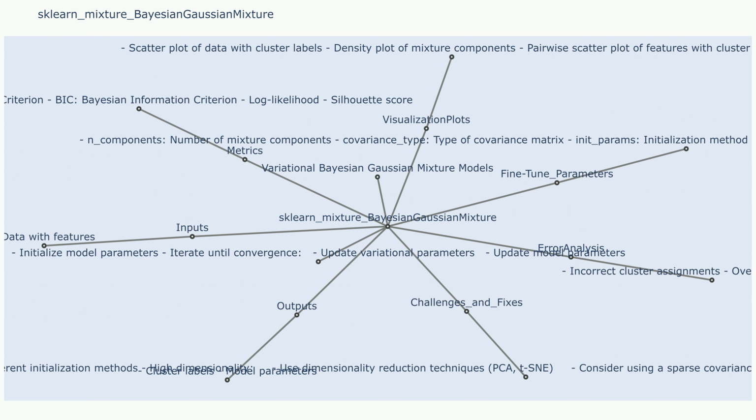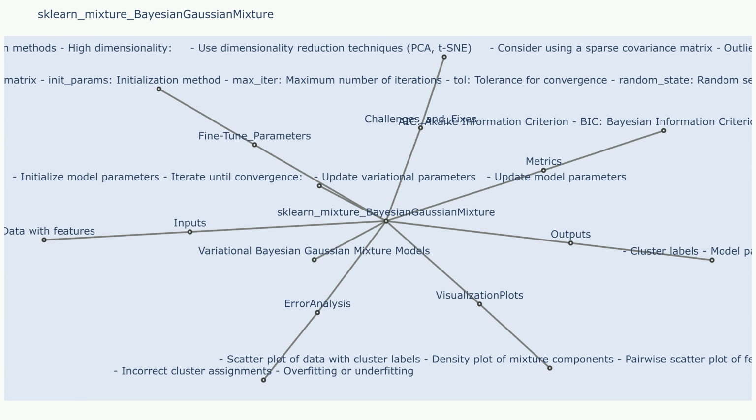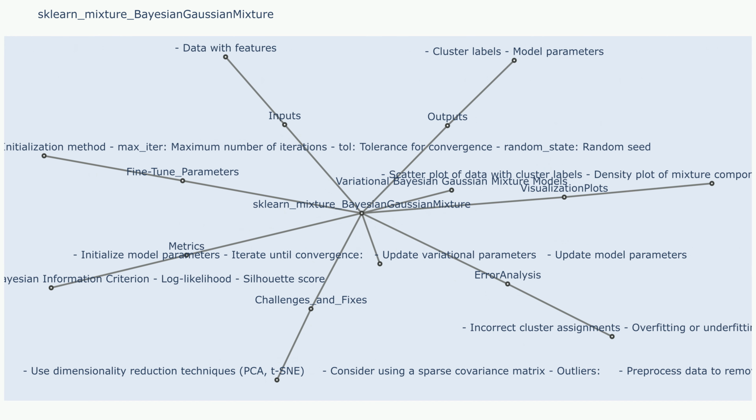Uncertainty methods: predictive distribution: the model can provide uncertainty estimates for new data points by calculating the predictive distribution, which represents the weighted average of the component distributions. Confidence intervals: the model can calculate confidence intervals for the estimated parameters, providing a measure of uncertainty.